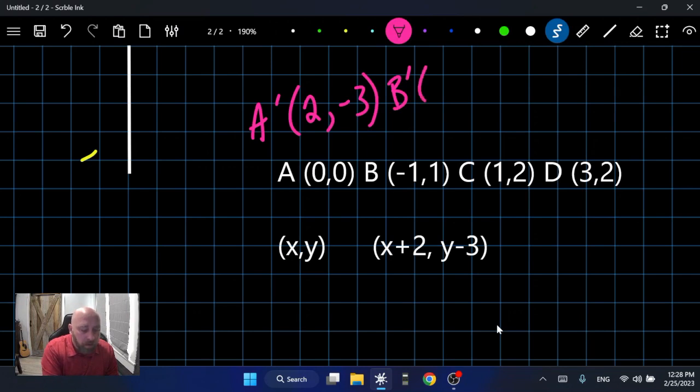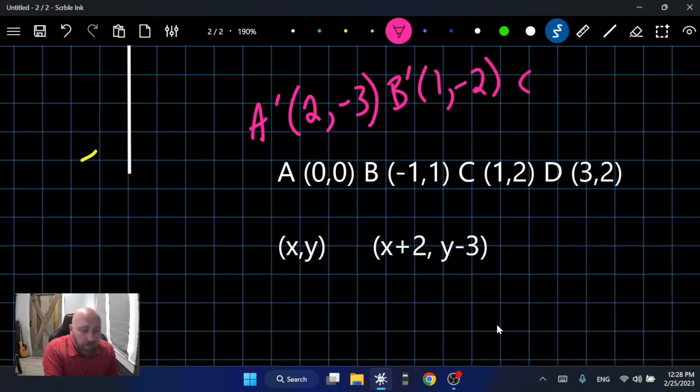Okay, so our b prime is going to look like -1 inserted here into this. So -1 plus 2 is going to be +1. And then we're going to insert our y point, which is 1. So y goes here. So that's 1 plus -3 is going to be -2.